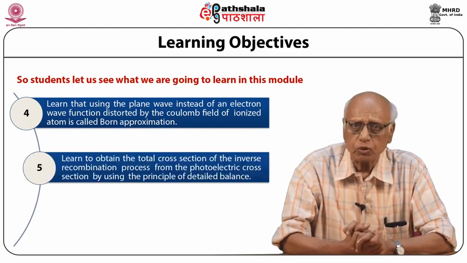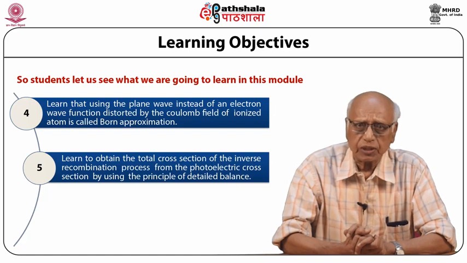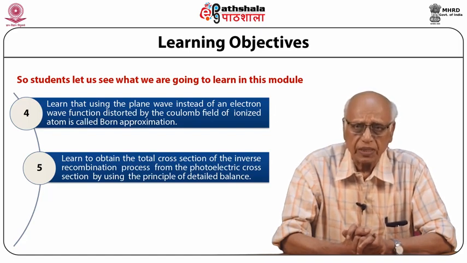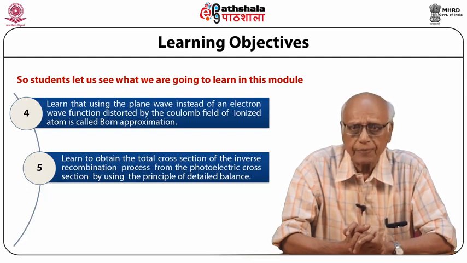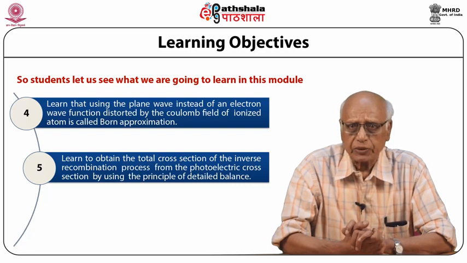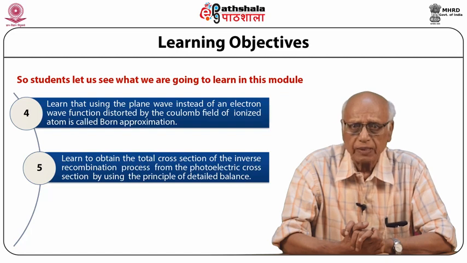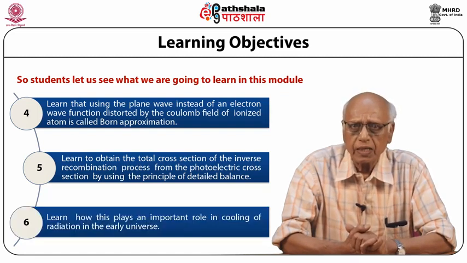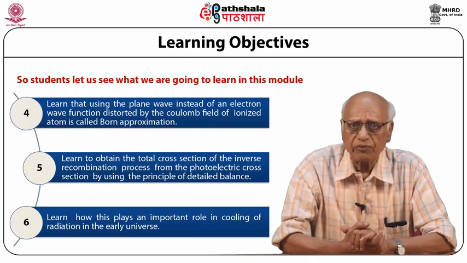You will also learn to obtain the total cross section of the inverse recombination process, where an electron and an ion combine to produce an atom and a photon. From the photoelectric cross section, we can obtain the cross section for this also by using the principle of detailed balance. Learn how this plays an important role in the cooling of radiation in the early universe.